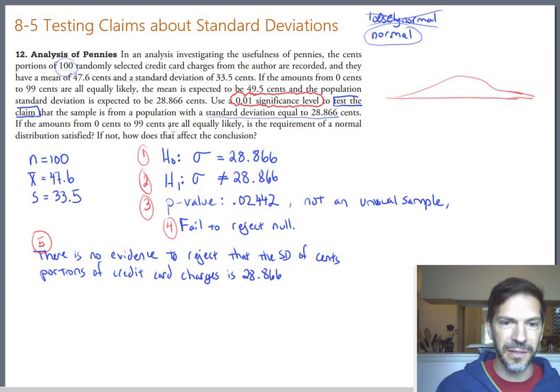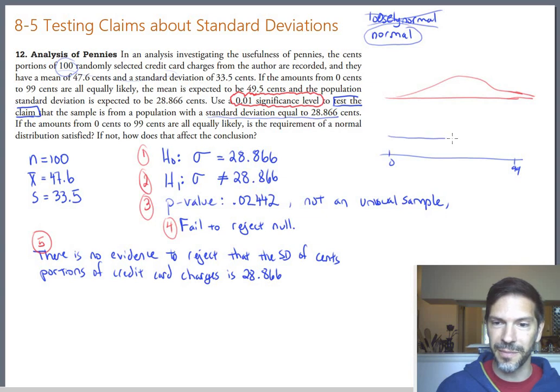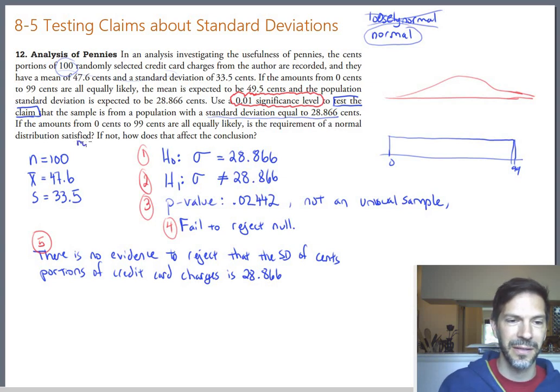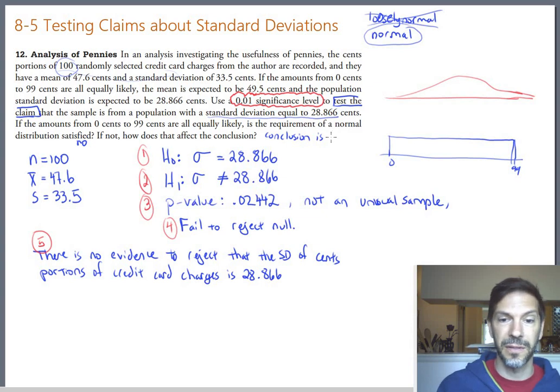Anyway, let's go on to answer their follow-up question. It says, if the amounts from 0 cents to 99 cents are all equally likely, is the requirement of a normal distribution satisfied? What does equally likely look like? From 0 to 99, equally likely means equal probabilities, means that it looks kind of like that. Equally likely, not normally distributed. So if they are indeed all equally likely, the requirement of a normal distribution is probably not satisfied. If so, or if not, how does that affect the conclusion? I'd say the conclusion is basically not valid.